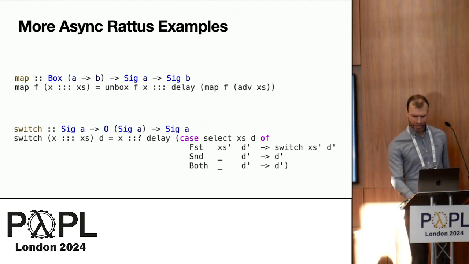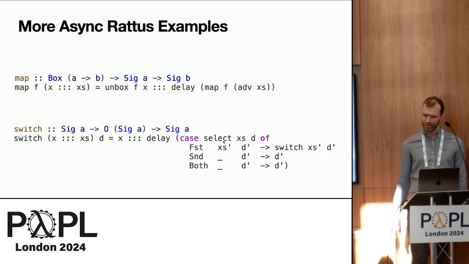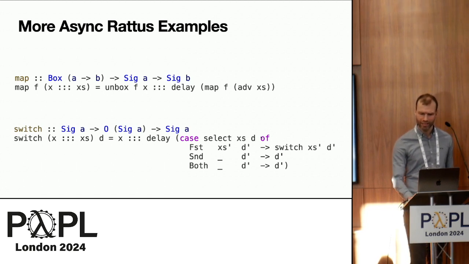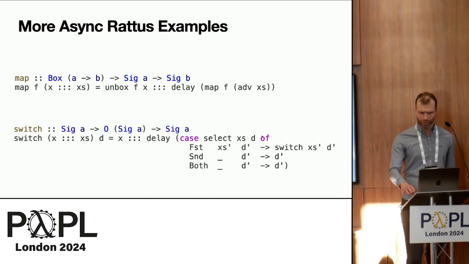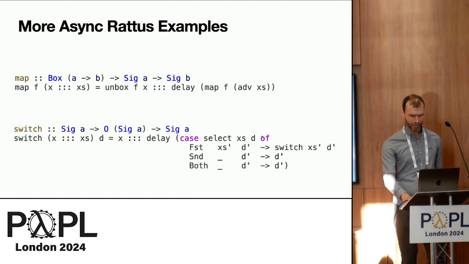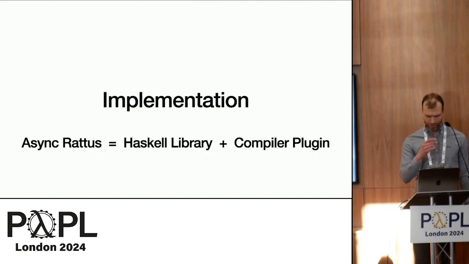And it also uses a language construct that I haven't really introduced yet. It's sort of like advance before, but it takes two delayed computations as an argument and synchronizes them. But I don't want to go too much into details about that. I want to talk more about how we actually implemented the language. So how do we pull this off?